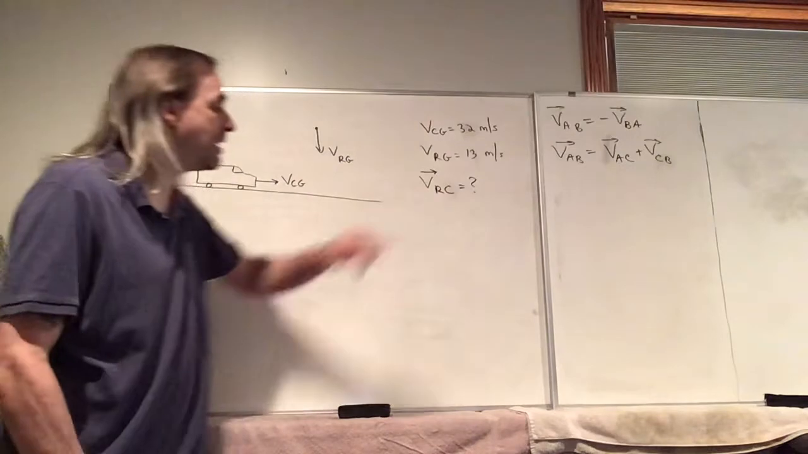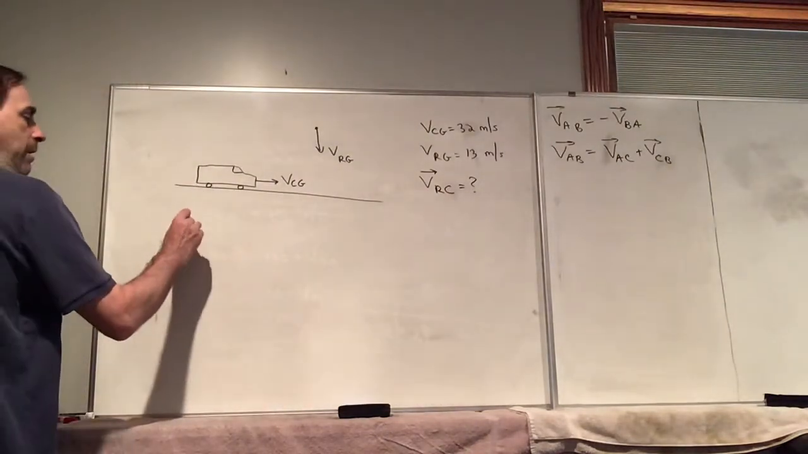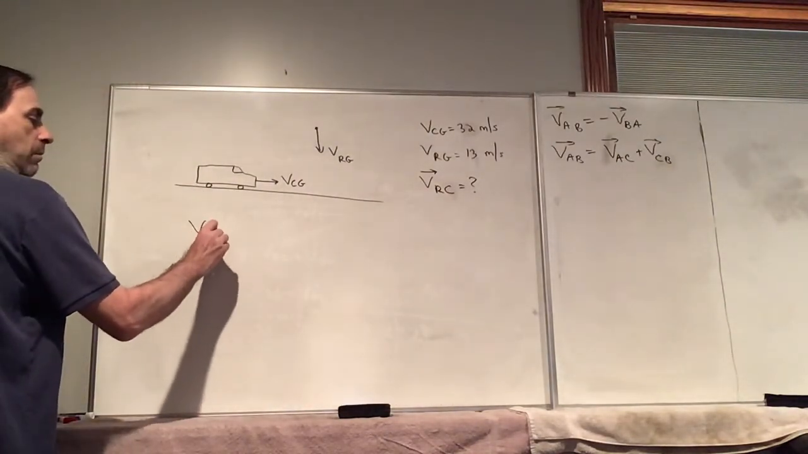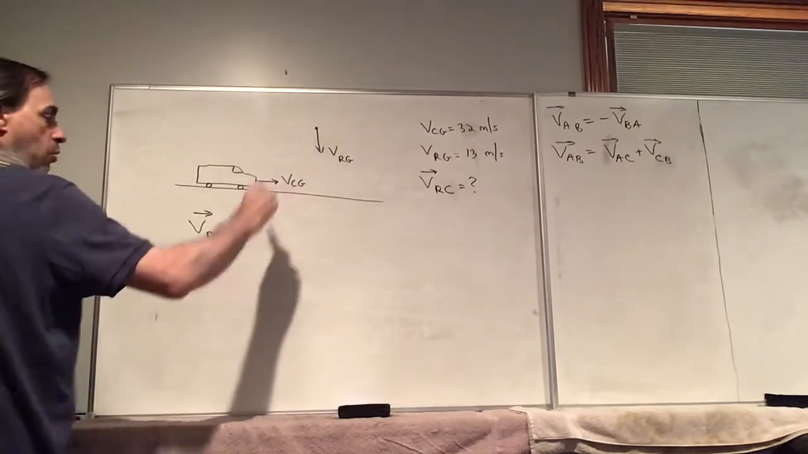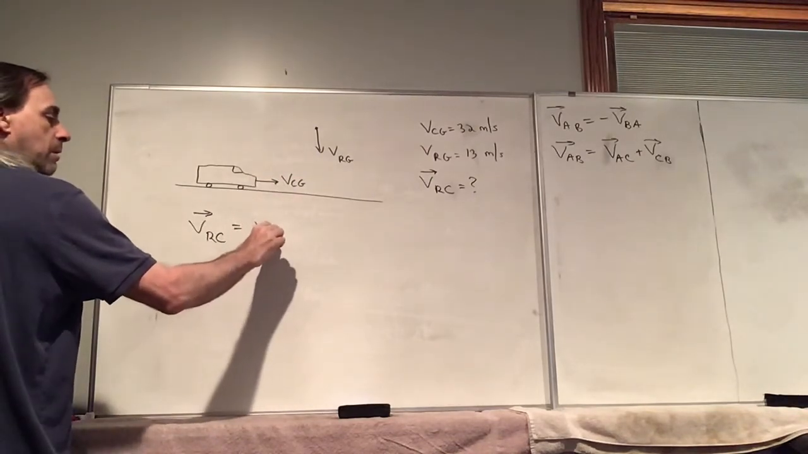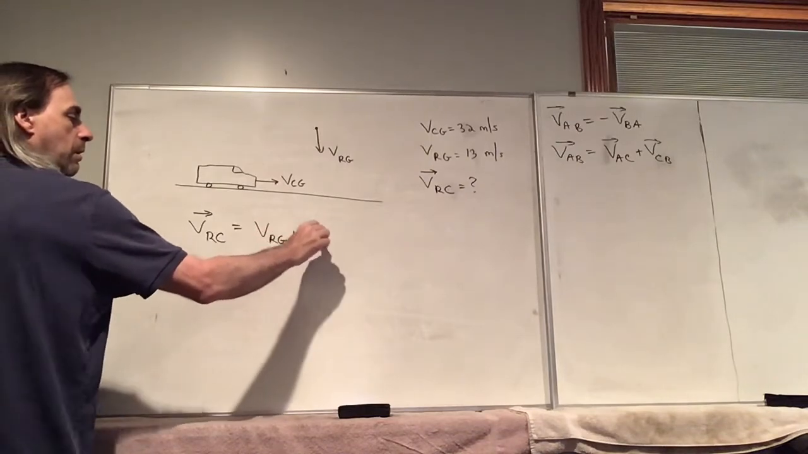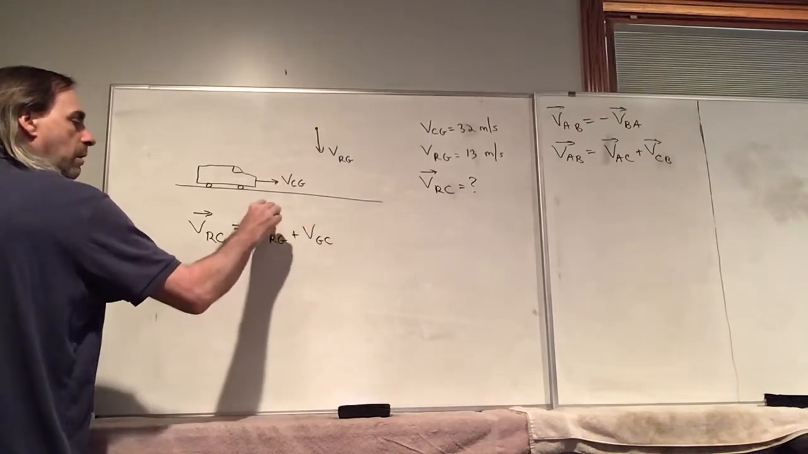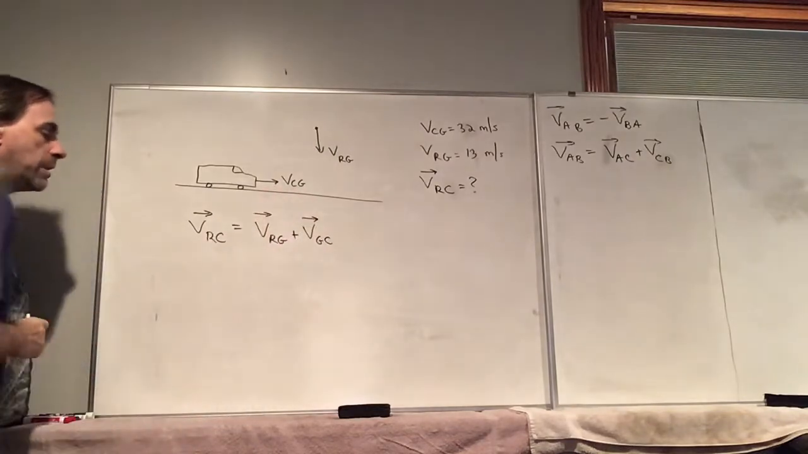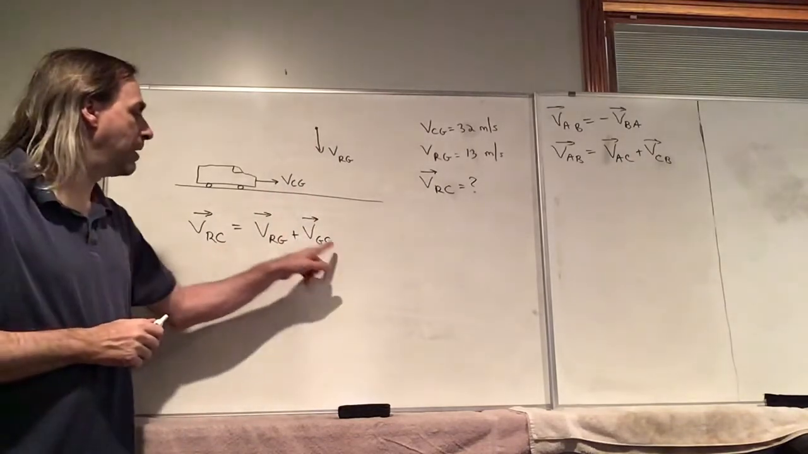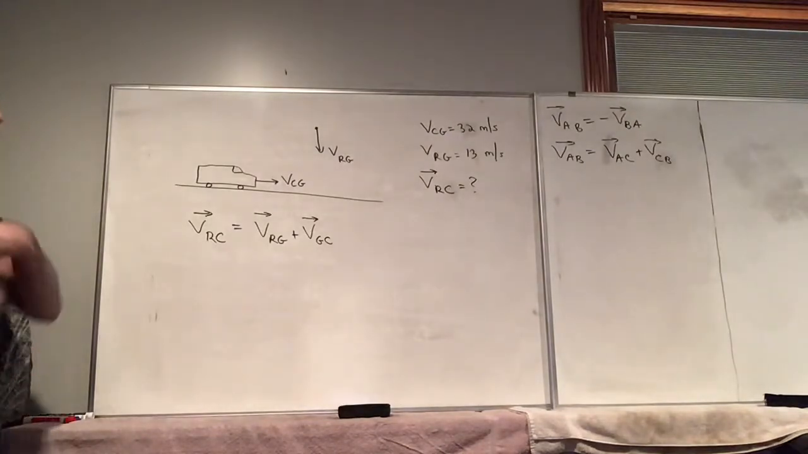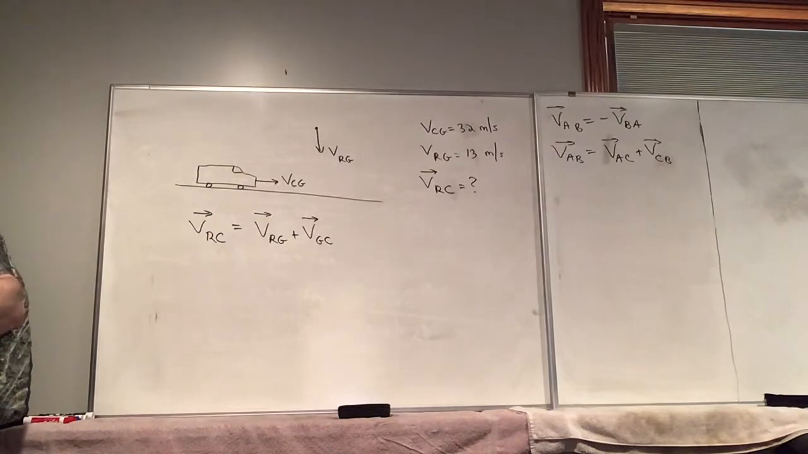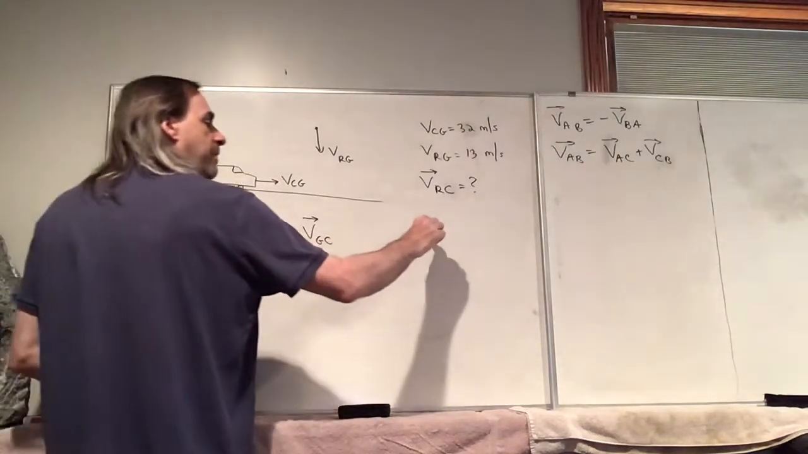Well, what we want is the velocity of the rain relative to the car. And so let's use our rule to break it up into two pieces. So we start with R, we end with C, the two in the middle are the same. And so let's start with velocity of the rain relative to the ground. That's this vector here.